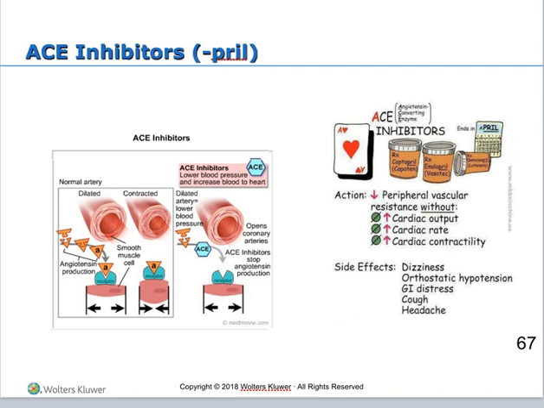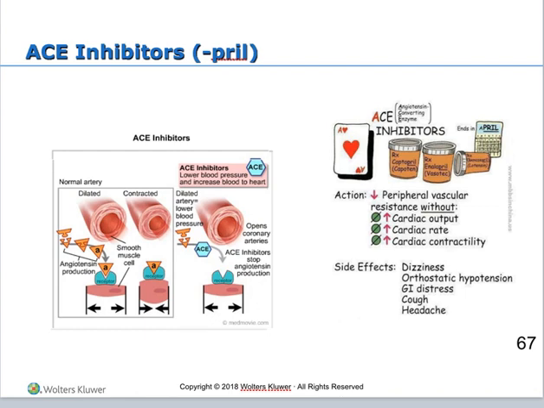What do they do? They reduce blood pressure by interrupting the renin-angiotensin-aldosterone system. That works to clamp down or constrict and retain fluid and sodium. Specifically, ACE inhibitors prevent the conversion of angiotensin 1 to angiotensin 2. This causes dilation and lower peripheral vascular resistance.